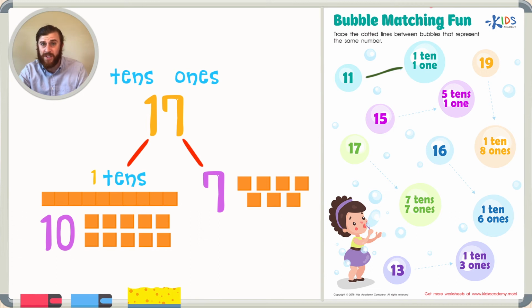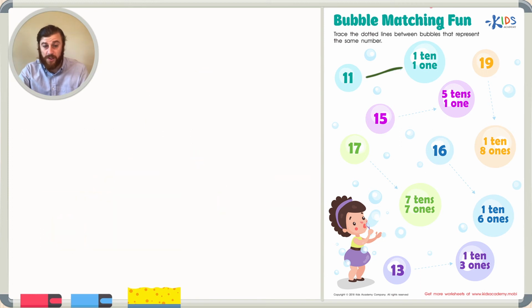So I know in this number 17, I have 1 ten and 7 ones. Again, let's check our answer choice. I see 7 tens and 7 ones. This is not the correct answer, so we should not trace on this dotted line. Let's look at the next number.